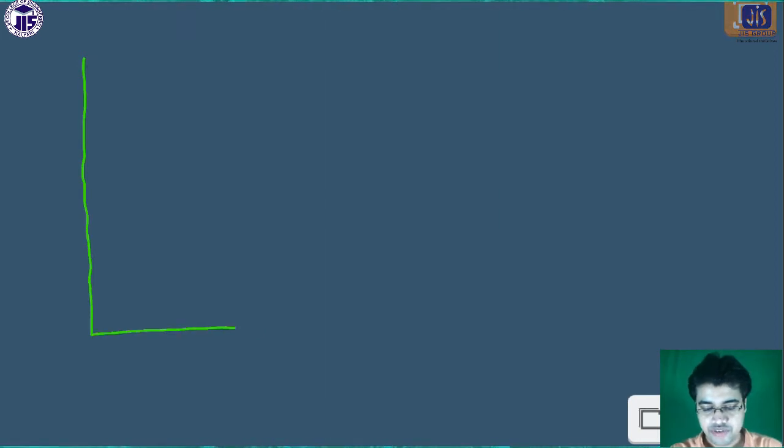Now if we come to the second type of process and draw the curve for the endothermic process, then in the y-axis this is the energy, and the x-axis is again the reaction coordinate.